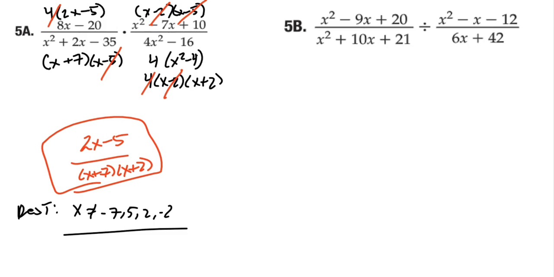It's the same thing. You just factor. A little faster now. We got 2 things that multiply to 21 but add to get 10.